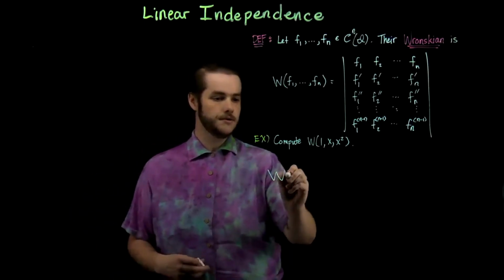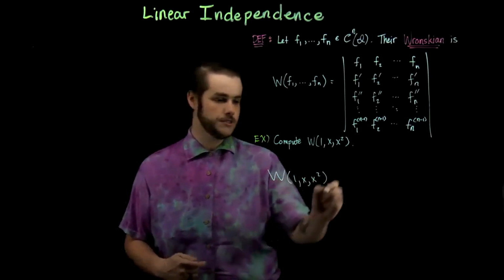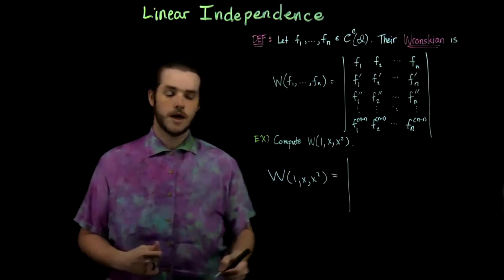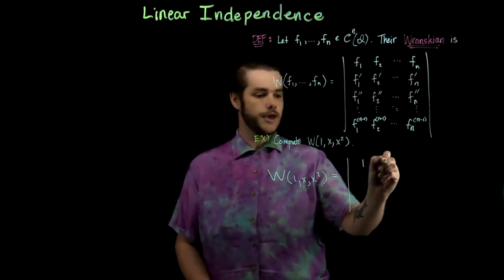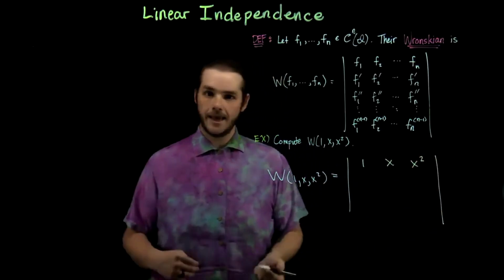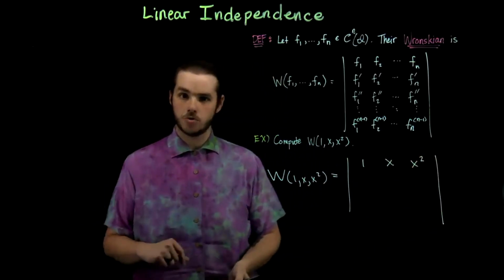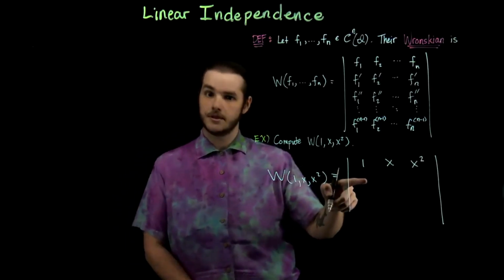The Wronskian is the determinant of, since I have 3 functions, a 3 by 3 matrix. I put my functions across the top row: 1, x, x squared. And then I take derivatives going down each row until I've completed the square. Notice I need more rows, so I take the derivatives.